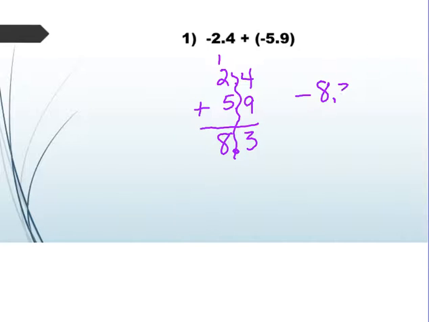Practice number 1. It's addition. Signs are the same. Simply add. 2.4 plus 5.9. Line up our decimal. 4 plus 9 is 13. Carry the 1. 2 plus 5 is 7, plus 1 is 8. Our decimal goes right there. And since they're both negative, my answer is negative 8.3.